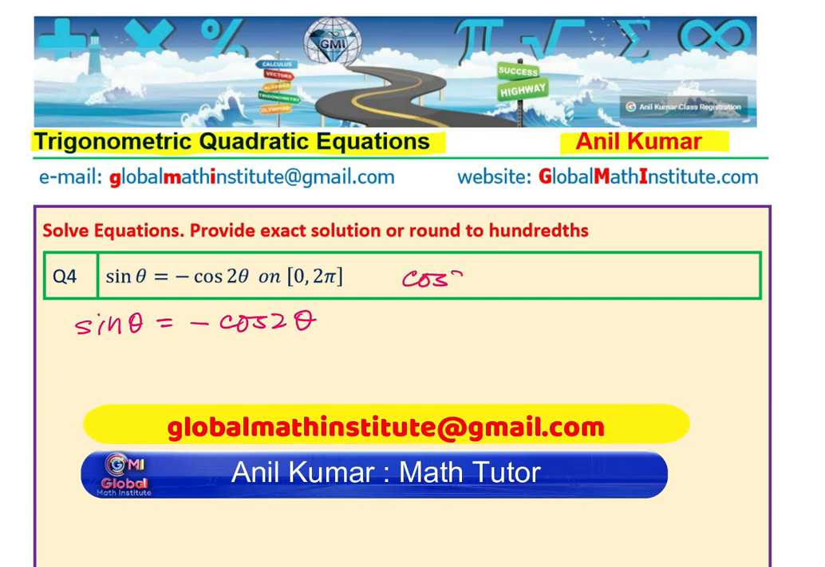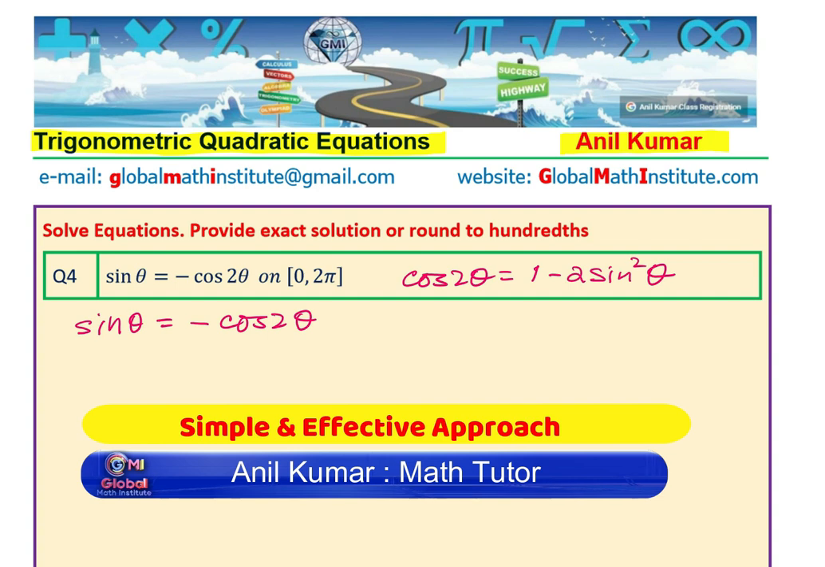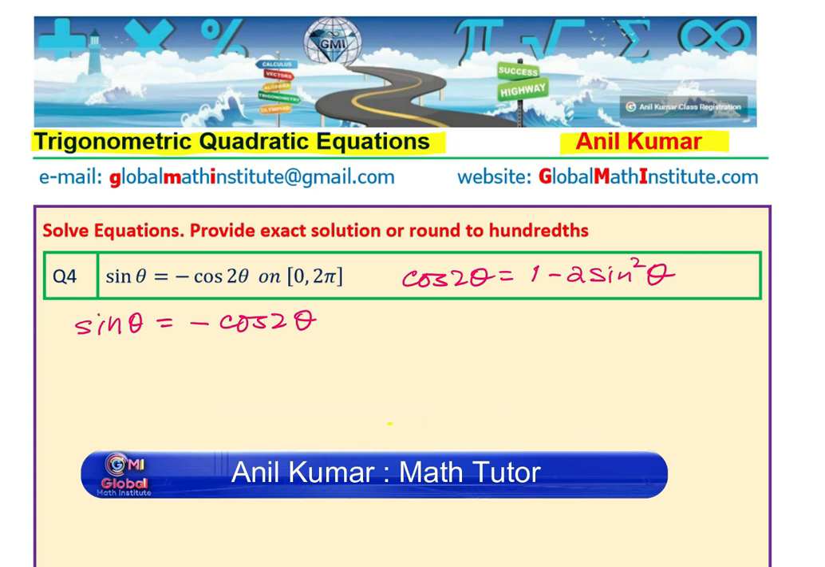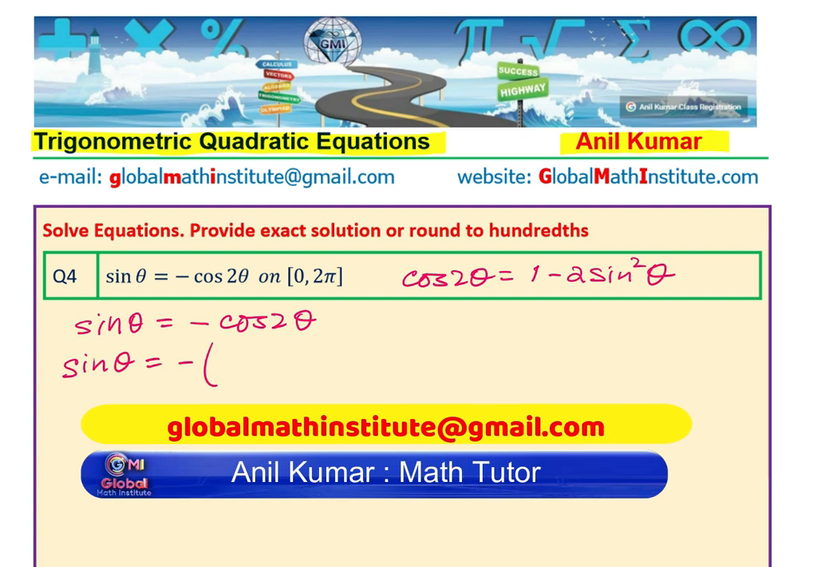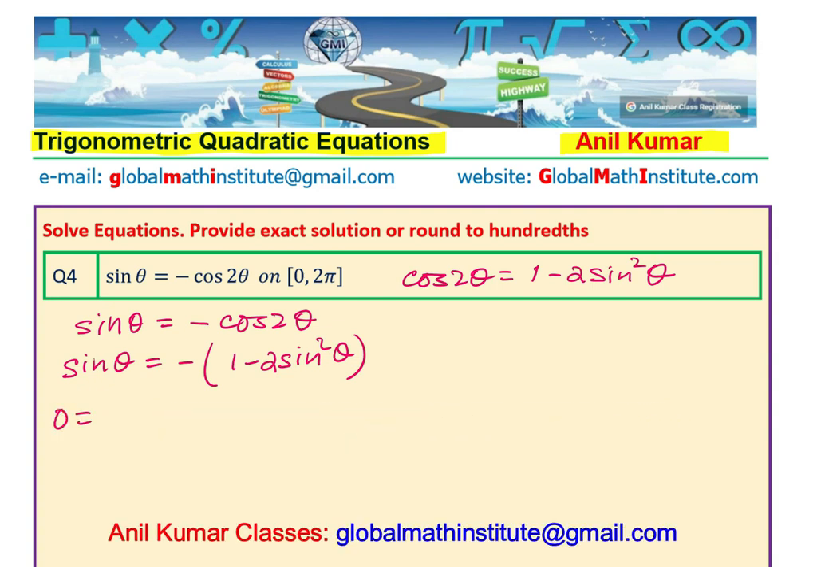So what is cos 2 theta equal to? It is 1 minus 2 sine square theta. There are three different formulae, but since we have sine theta, we'll prefer to use this form. Great. So let's rewrite this as sine theta equals minus (1 minus 2 sine squared theta), which is bringing them all together. 0 equals, open the bracket.